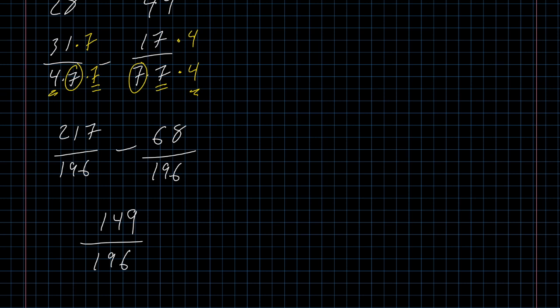7 goes into 14 twice evenly. 7 goes into 9 once, but with a remainder. It doesn't work out evenly. There's nothing else I can do. This fraction is not going to reduce. It's just ugly.